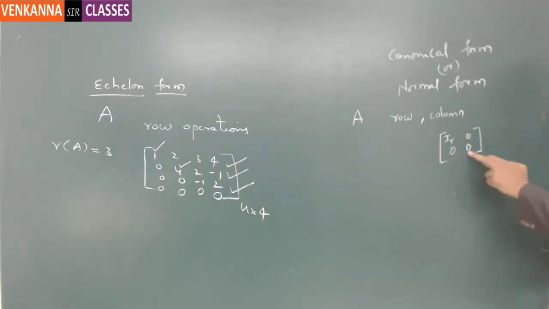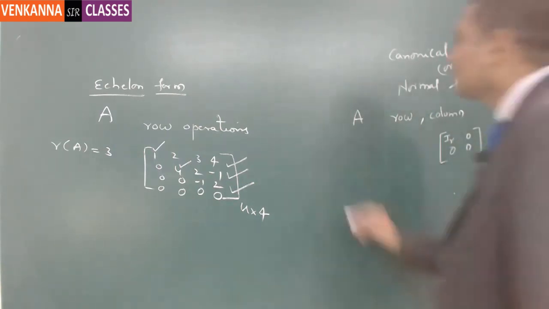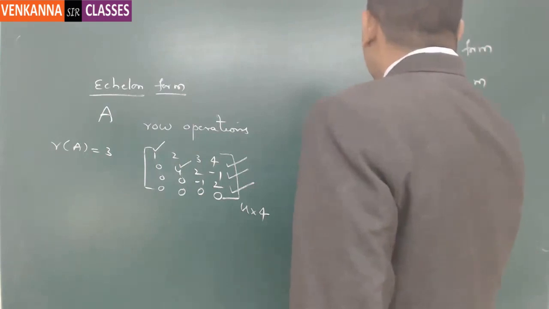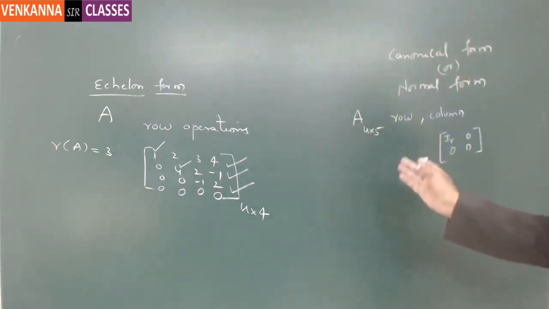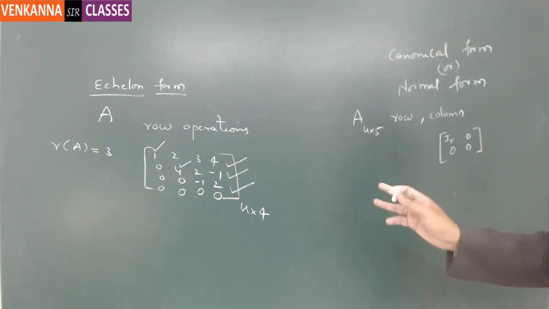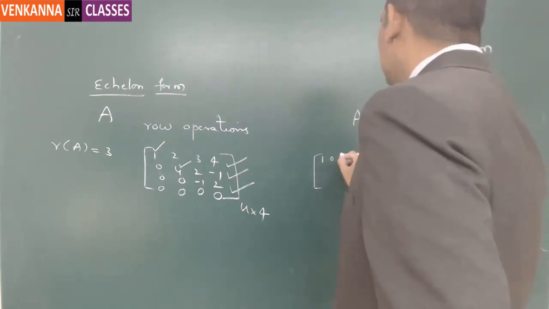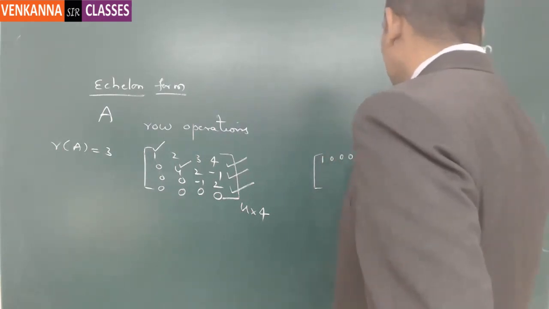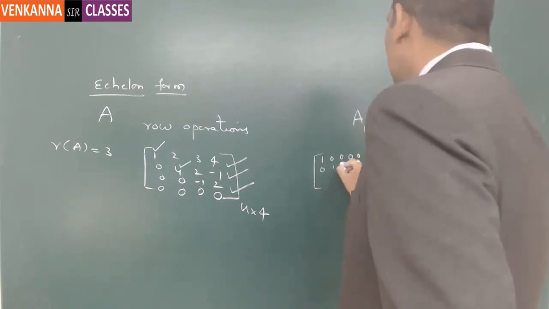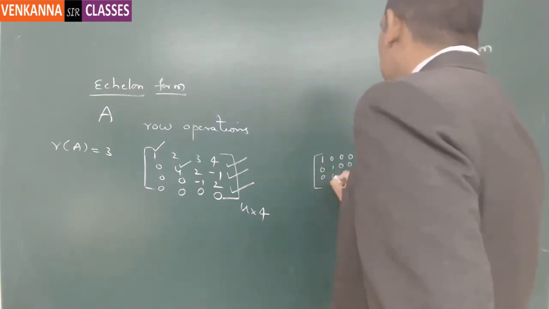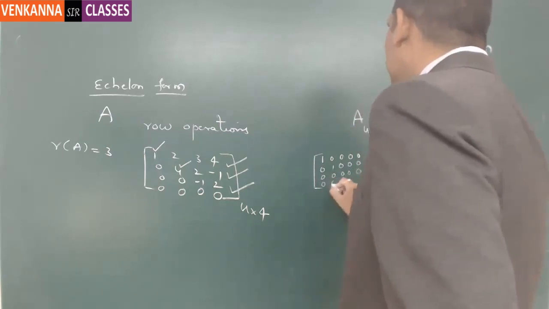Here the other blocks are zero matrices, and IR is the identity matrix of order R. Whenever you have this type of form, this order is called the rank of the given matrix. Let me say I have a matrix of order 4 by 5. I have applied row operations as well as column operations, and it was reduced to a form like this: 1, 0, 0, 0, 0; 0, 1, 0, 0, 0; and then 0, 0, 0, 0, 0; and again 0, 0, 0, 0, 0.